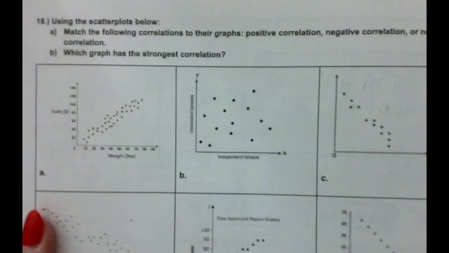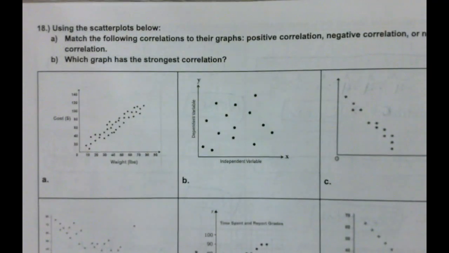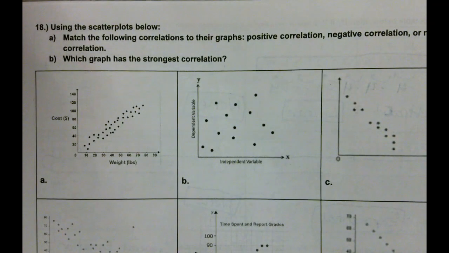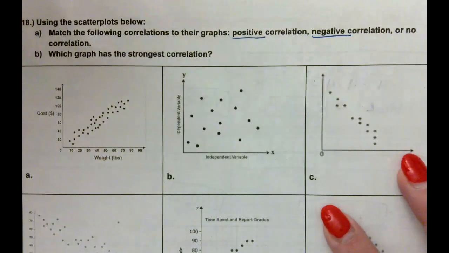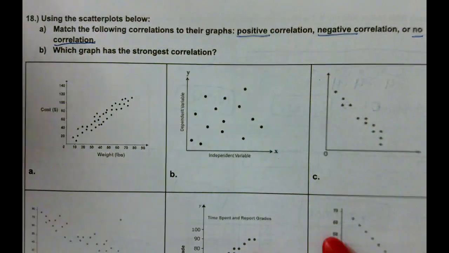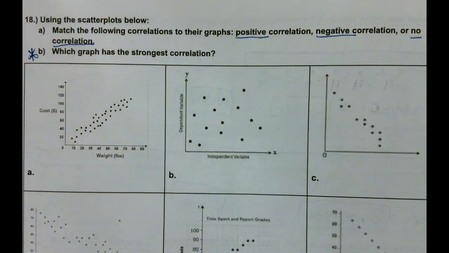This will probably be the shortest page of the study guide, so I'm basically done. Using the scatter plots below, A, match the following correlations to their graphs. Positive, negative, or no correlation. And then don't forget about B when you're done. Which graph has the strongest correlation?